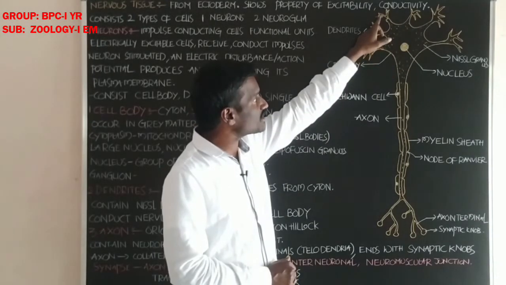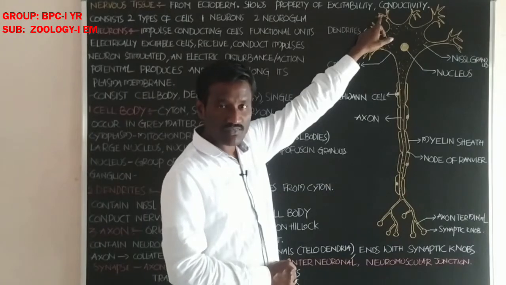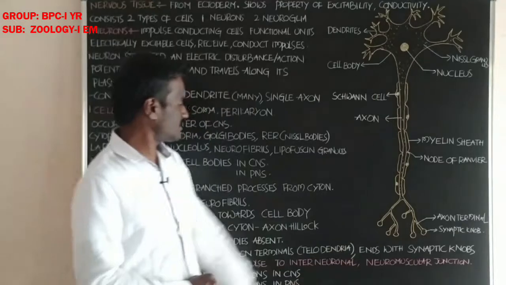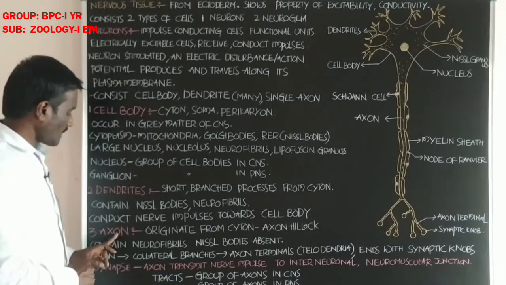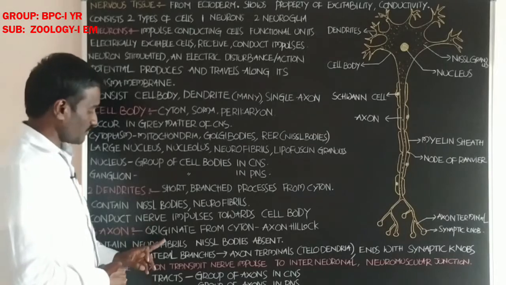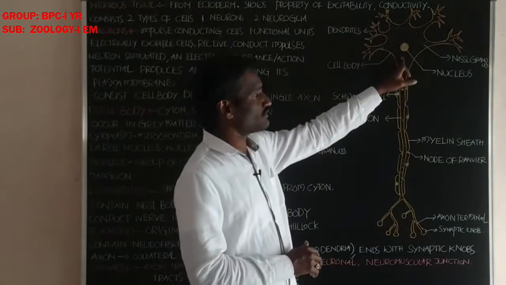The dendrite transmits the nerve impulse or the action potential towards the cell body. Okay, that is important. Next, the last part of the neuron is the axon. The axon originates from the region of the cyton.